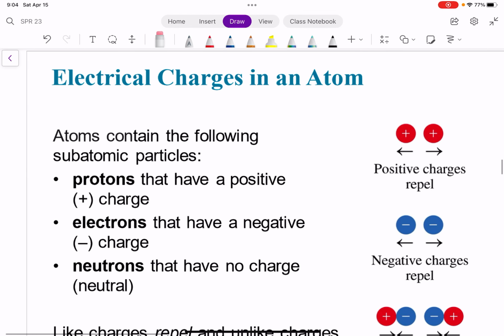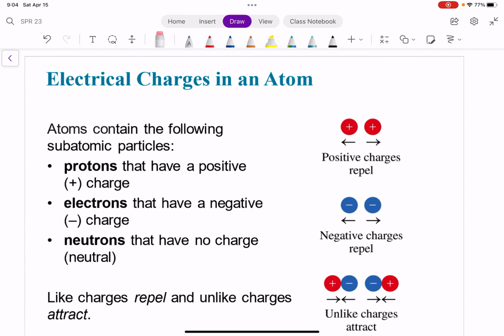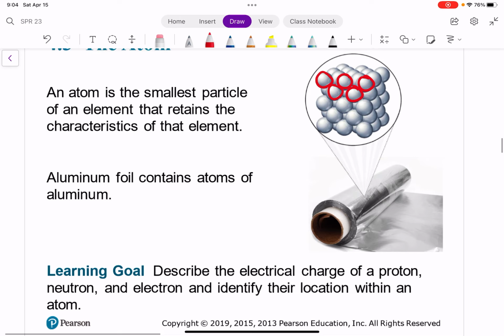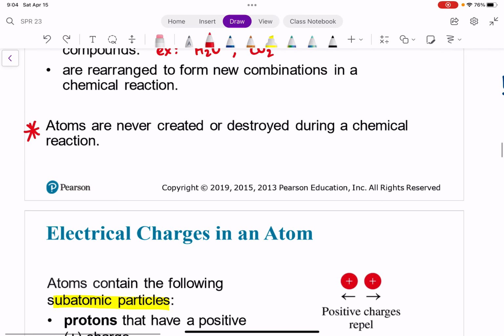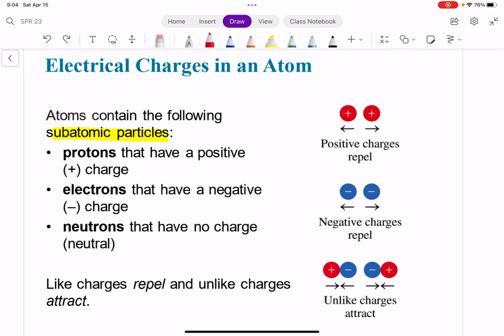Okay, so electrical charges in an atom. Atoms actually contain even smaller particles within them that are called subatomic particles. But I didn't lie to you when I said atoms are the smallest particle of an element. They are still the smallest particle of that element that actually maintains the properties of that element, right? So aluminum atoms are the smallest particle that give aluminum, the element, its unique characteristics. But each atom actually does contain these smaller particles.